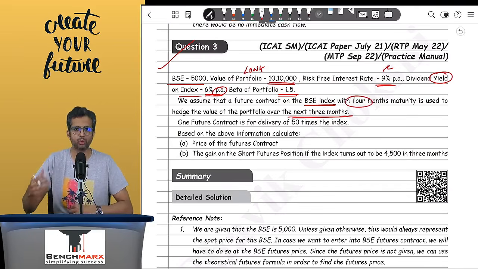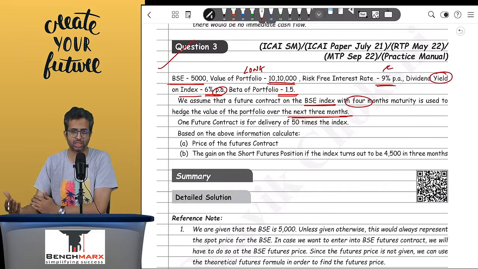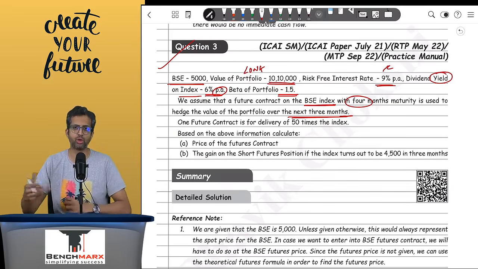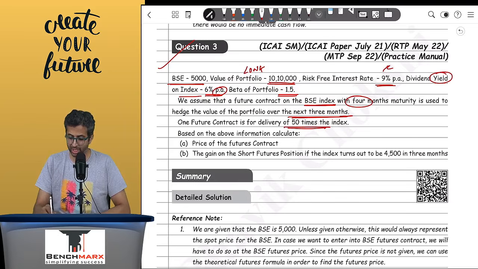Now ideally, if you want to hedge for the next 3 months, you should take a position, a contract for 3 months only. However, here you have been given 4 months. One futures contract is for delivery of 50 times the index. Based on the above information, calculate the price of the futures contract and the gain on the short futures position if the index turns out to be 4,500 in 3 months.